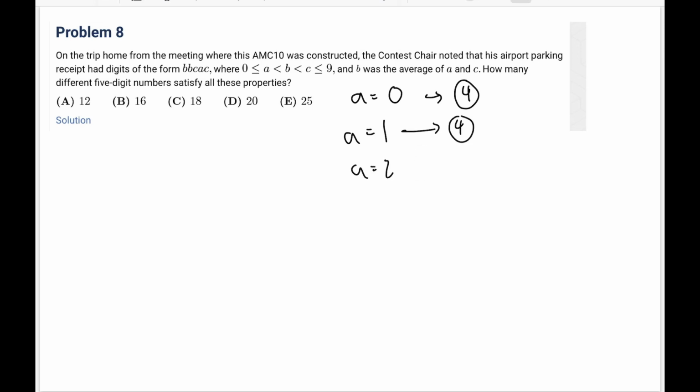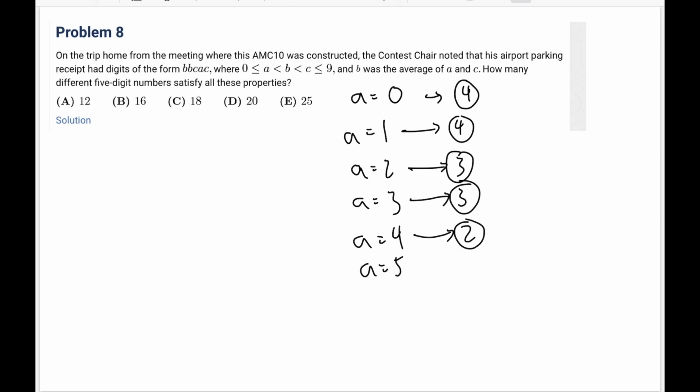If A is 2, then C can't be 2, right? So it's 4, 6, 8. So it's 3. And if A is 3, then it's 5, 7, 9, which means that it's 3 also. And if A is 4, then we have 6, 8, so it's 2. If A is 5, there's also 7 and 9, which is 2.